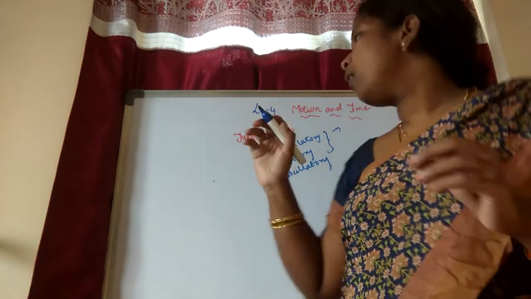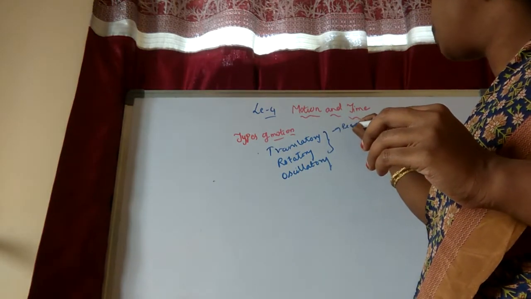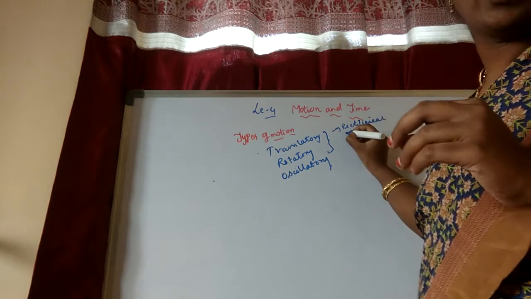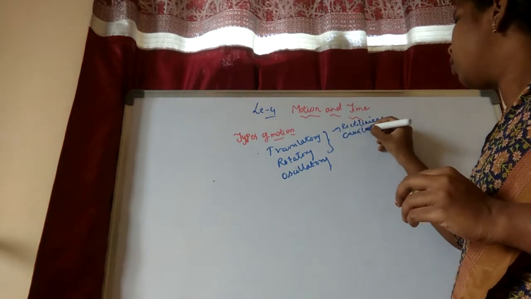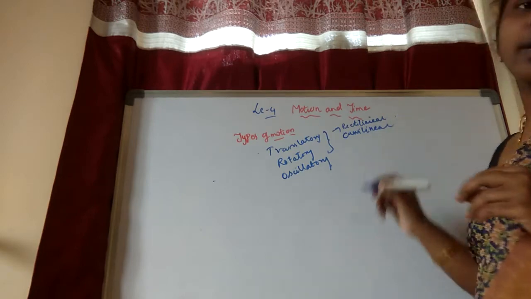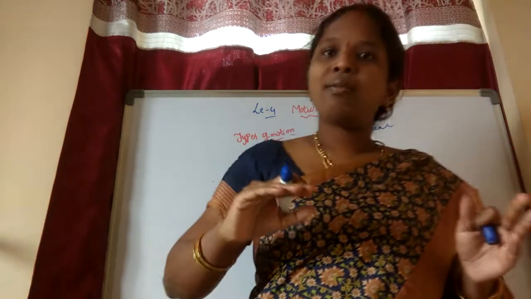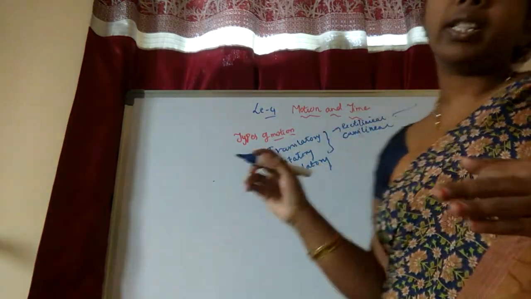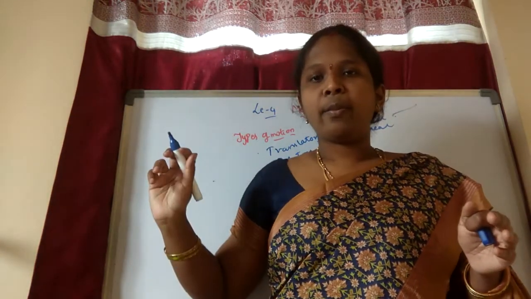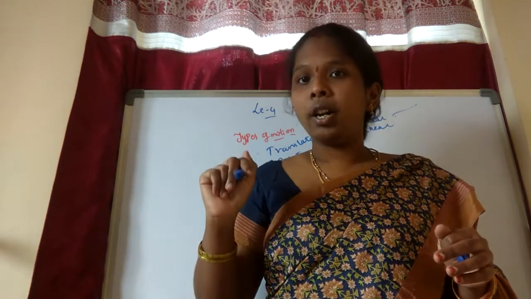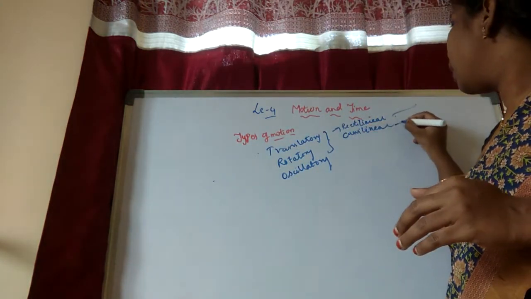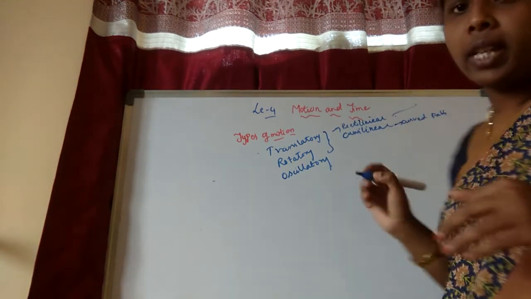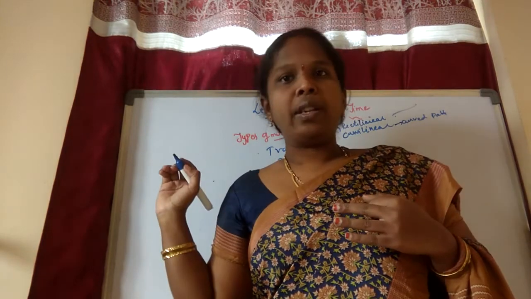In this translatory we again have rectilinear and curvilinear motion. By the names only we can say, no? Rectilinear means if the translatory motion moves along a straight line, then it belongs to rectilinear motion. And if it is moving in a curved path, then we can say it belongs to the curvilinear motion.